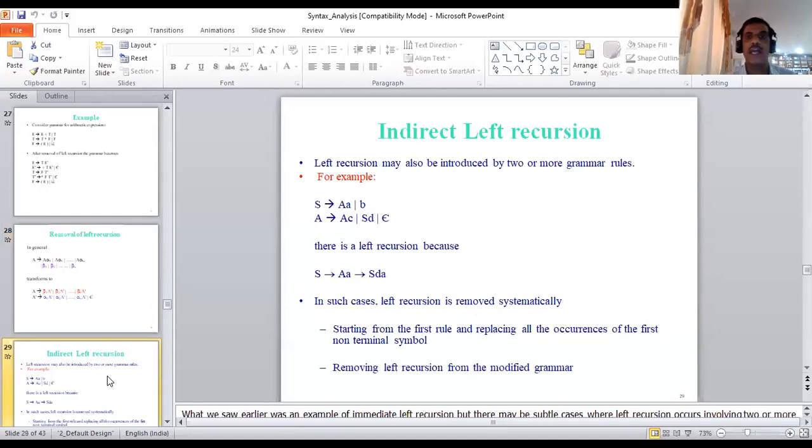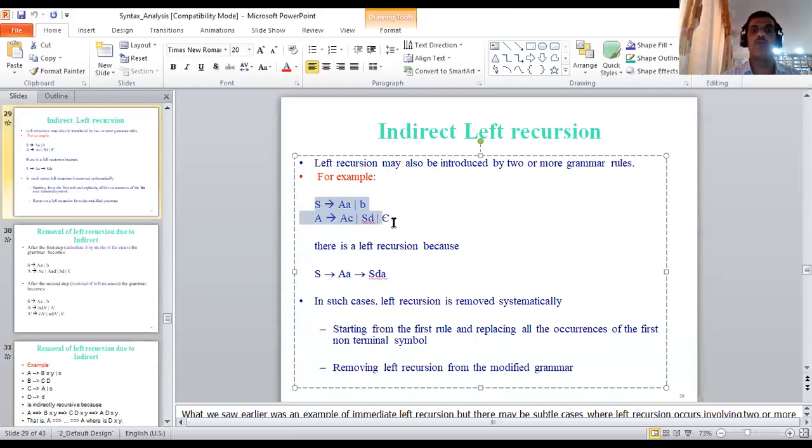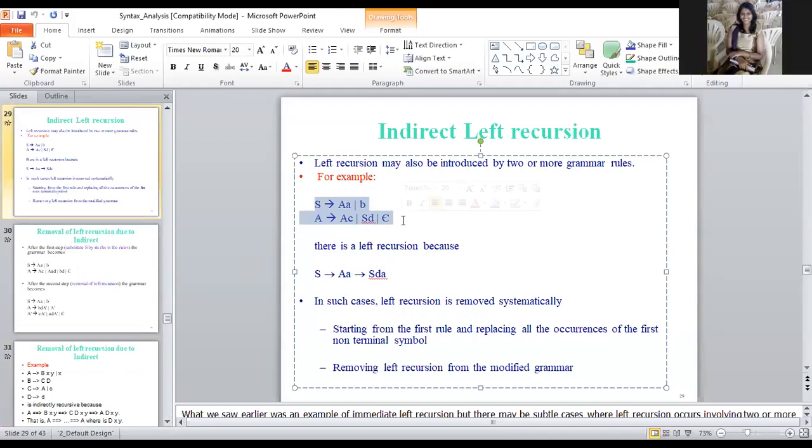Now, in case of indirect left recursion, how does indirect left recursion happen? In case of indirect left recursion, it may be introduced by two or more grammar rules. For example, now can anybody identify where the left recursion occurs here? Do you have any direct left recursion in this case? Yes, sir, the second one, A tends to AC, is the direct left recursion. Do you get any indirect left recursion? Yes, S tends to A, A tends to ST.